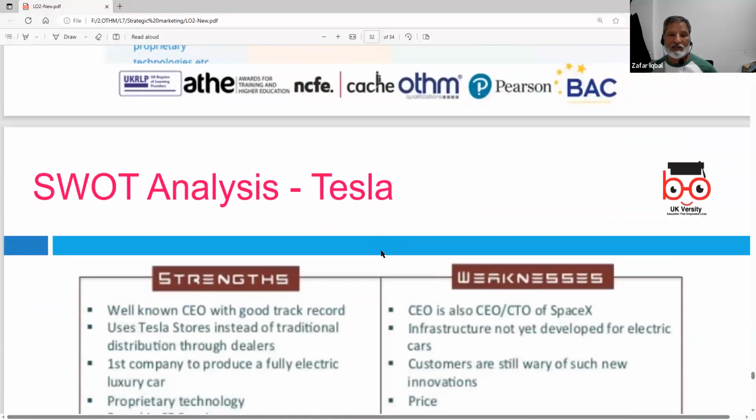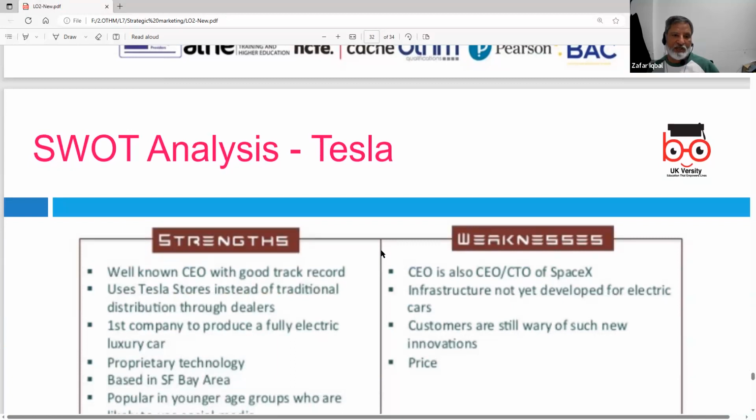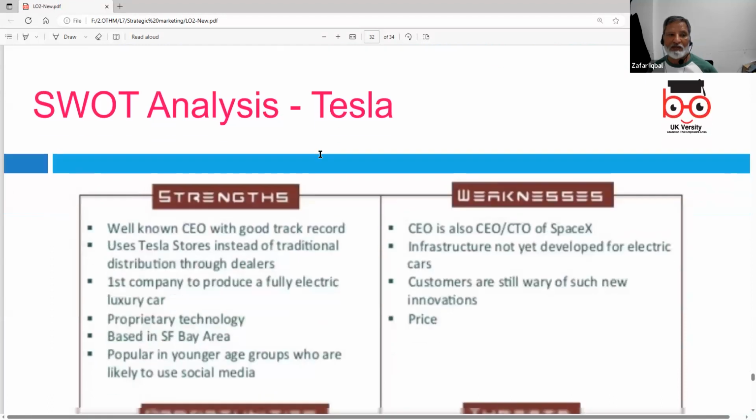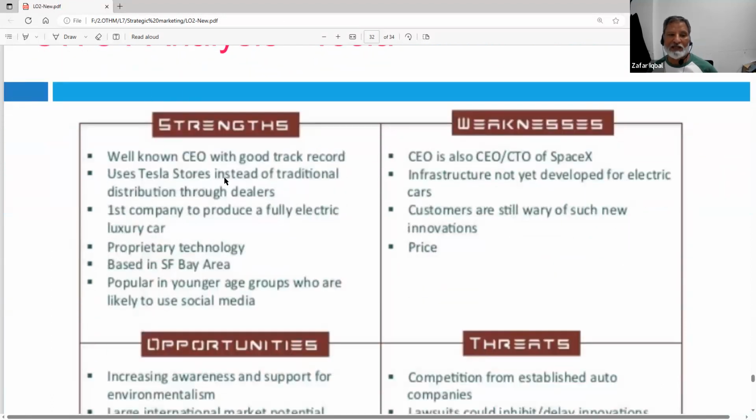Now, you can see how SWOT analysis is being used by an organization like Tesla, for example. They have split up their SWOT analysis into 4 quadrants like this. For their strengths, they are good in producing fully electric luxury cars. They have a good proprietary technology. Their chief executive has a good track record. They are popular with younger age groups who are likely to use social media.